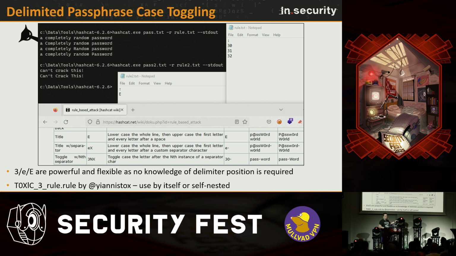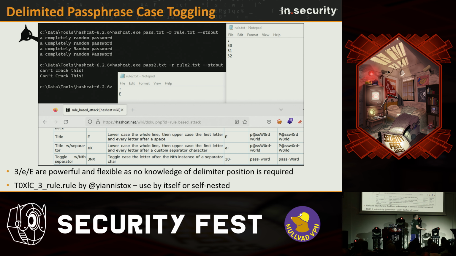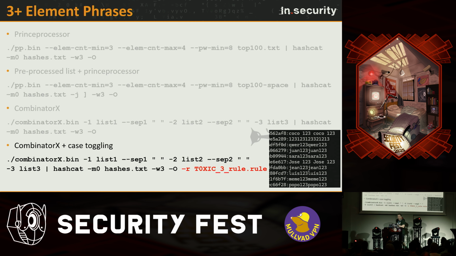And you can see here we've got some examples of what 3 and E can do, where you can case toggle the first letter after specific delimiters, either on custom separators or, well, your choice is your choice, really, whatever you want to do. And you can use this and nest it with itself and do things like, can't crack this, capitalize the first letter of every element in your chain. It's very easy to do it this way, assuming, of course, that people are capitalizing the first letters in their elements. And trust me, they are. I've seen it. So when you put all this together, you can then tack on something like toxic 3 rule onto the end of your combinator or your prince attack chain and get some kind of varied case toggling in your delimited passphrases.